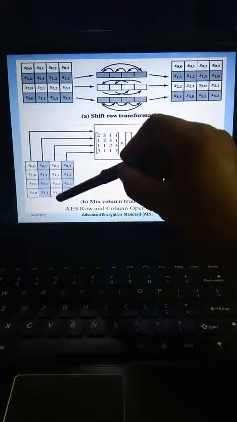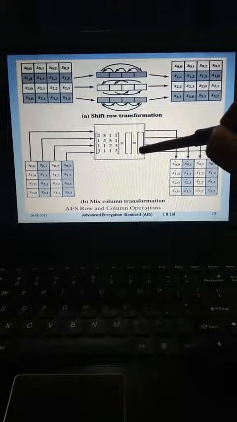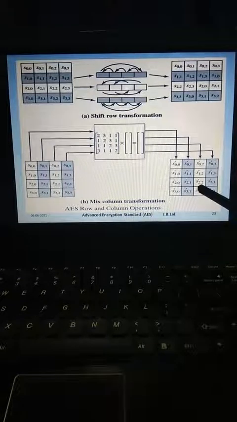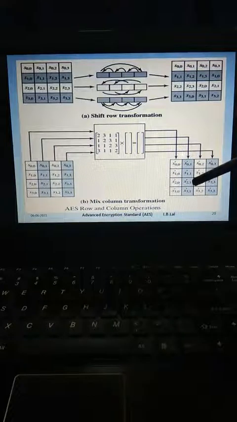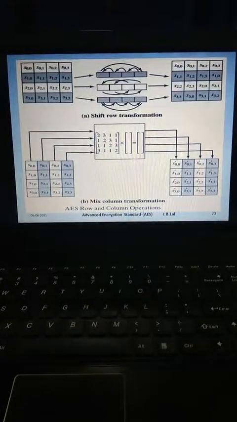right? And similarly, this third column would take this place, multiplication would take place, and the resultant would be stored as the third column of this result state array. And then the fourth column would come here, and the result would be stored here. So this is the S matrix and this is the S dash matrix. This is the output of mixed column transformation. This is the output of mixed column transformation that becomes input to the next add round key process.